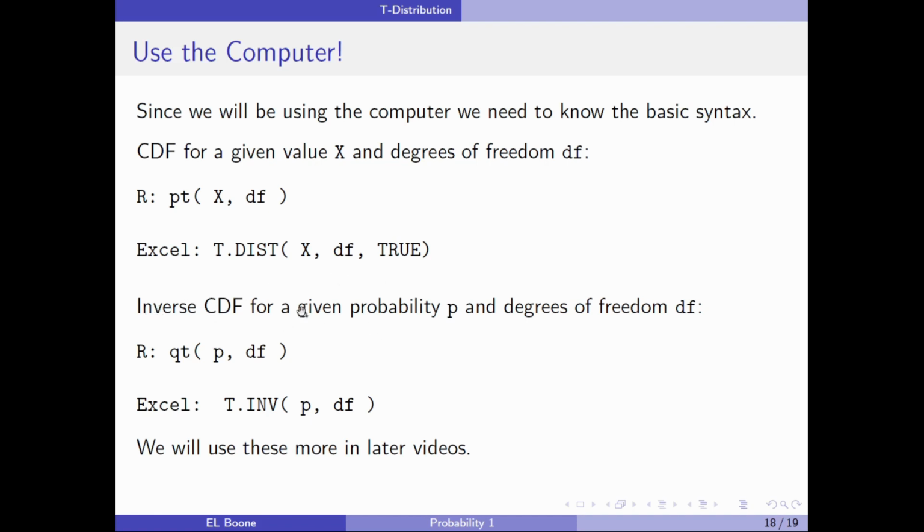The inverse CDF, for a given probability p and degrees of freedom df, we would use qt in R. p and df are the entries that we would put in, and it will spit out the x value that we're interested in. And in Excel, we're going to use T.INV with p and degrees of freedom. Now, we use these more in later videos, but I'm giving them to you here just to show you that you're not going to have to integrate this crazy thing on your own.